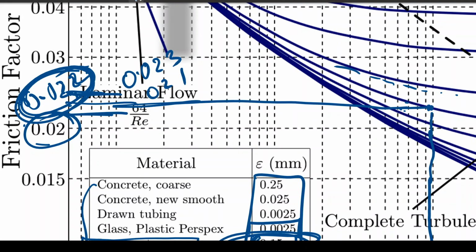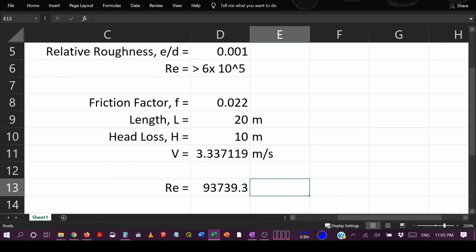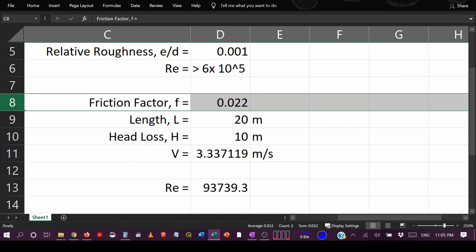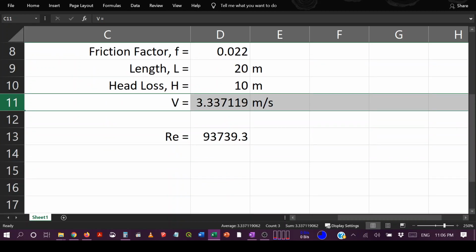So whatever we found earlier, we'll just keep it, and we'll keep it at 0.022 and for that the Reynolds number is now 93,739, and because of that, whatever we'll get, it is not going to be much different from this value, and therefore we'll be satisfied with this much. And now we have our answer, V equal to 3.33 meter per second.